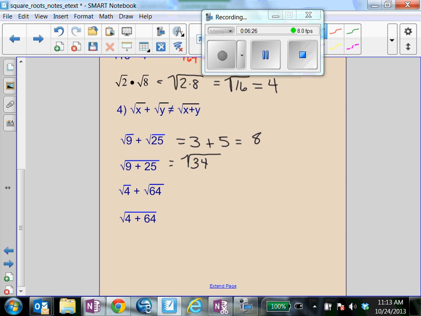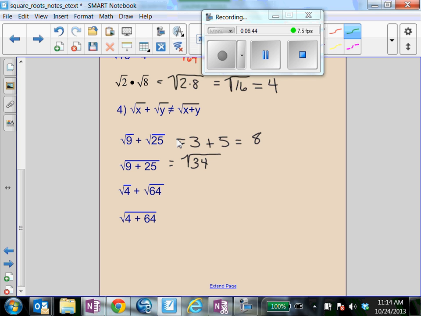We can't take the square root of 34, right? Because there's no number times itself that are whole numbers to give us 34. But we can compare these. I mean, obviously they're not equal, right? Because 8 does not equal the square root of 34. So we can compare them.